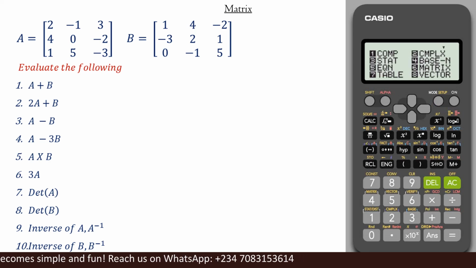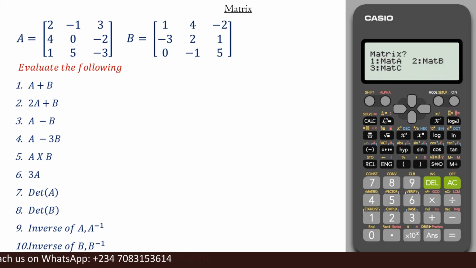Now the first one, we have computer mode. We have statistics mode, equation mode, table mode, complex number mode, number based mode, vector based mode, and then matrix mode. All right, now what we want to talk about is matrix, and the option is number 6. Now let's select 6. So we have selected 6. Now we have matrix. It's asking us which type of matrix do you want to work with. Now here we have option A, B, C. So we can have matrix A, matrix B, matrix C.